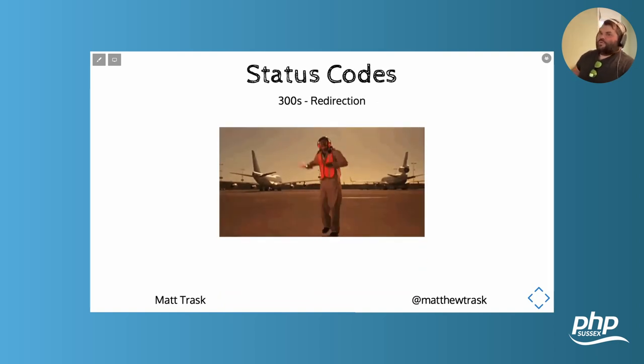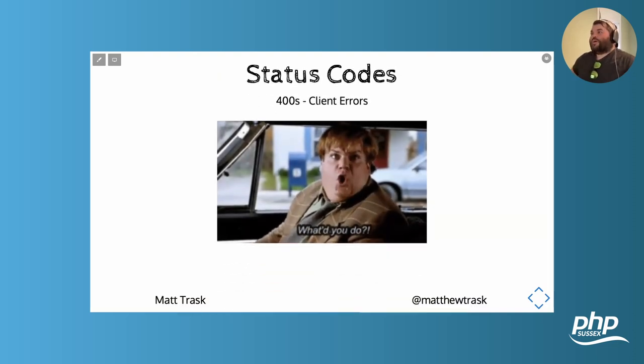300s are redirections. So if the resource is moved or is temporarily elsewhere, we want to make sure we tell the client, hey, you're looking in the wrong place. Here's where you really need to go. The 400s are client errors. These ones are very common for people to run into.